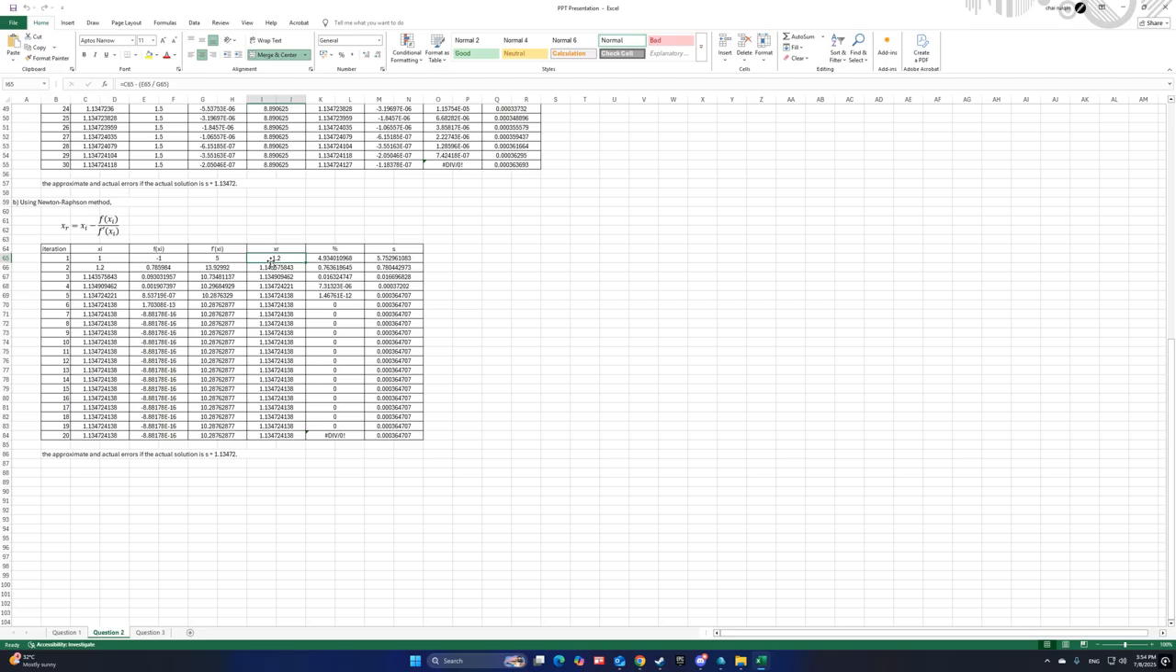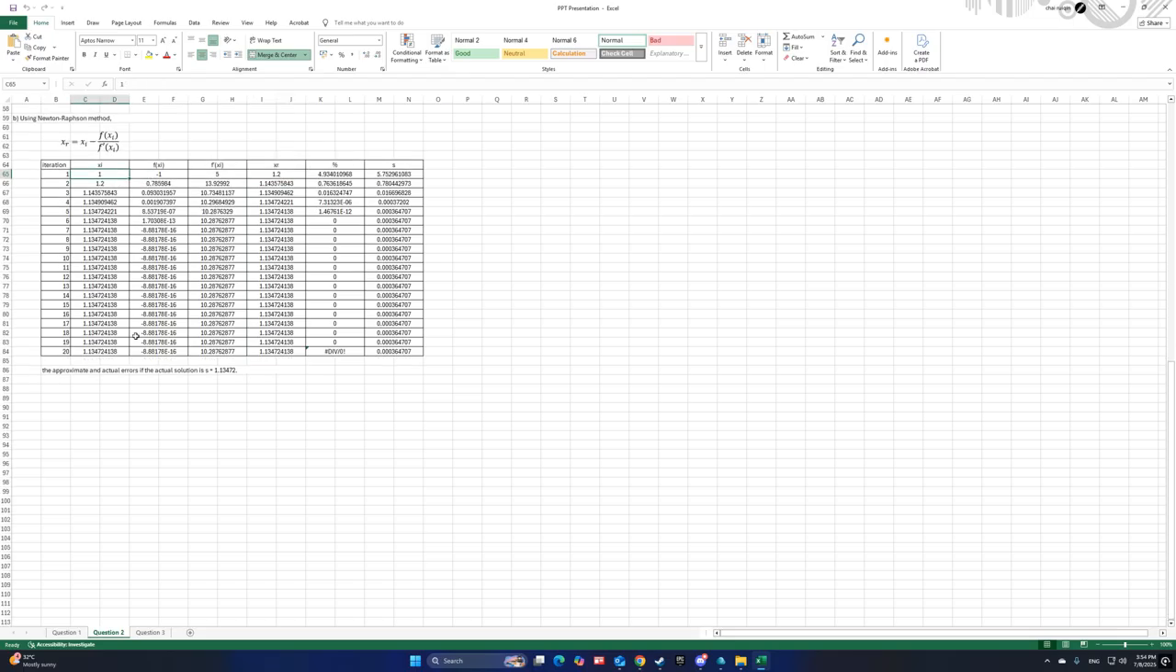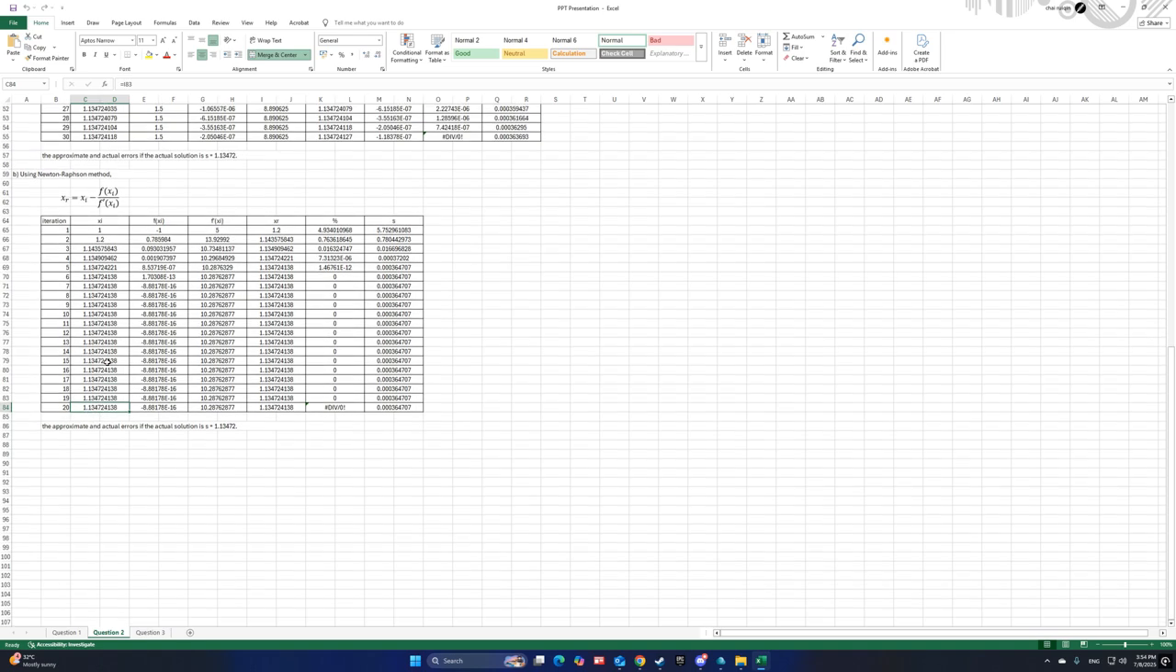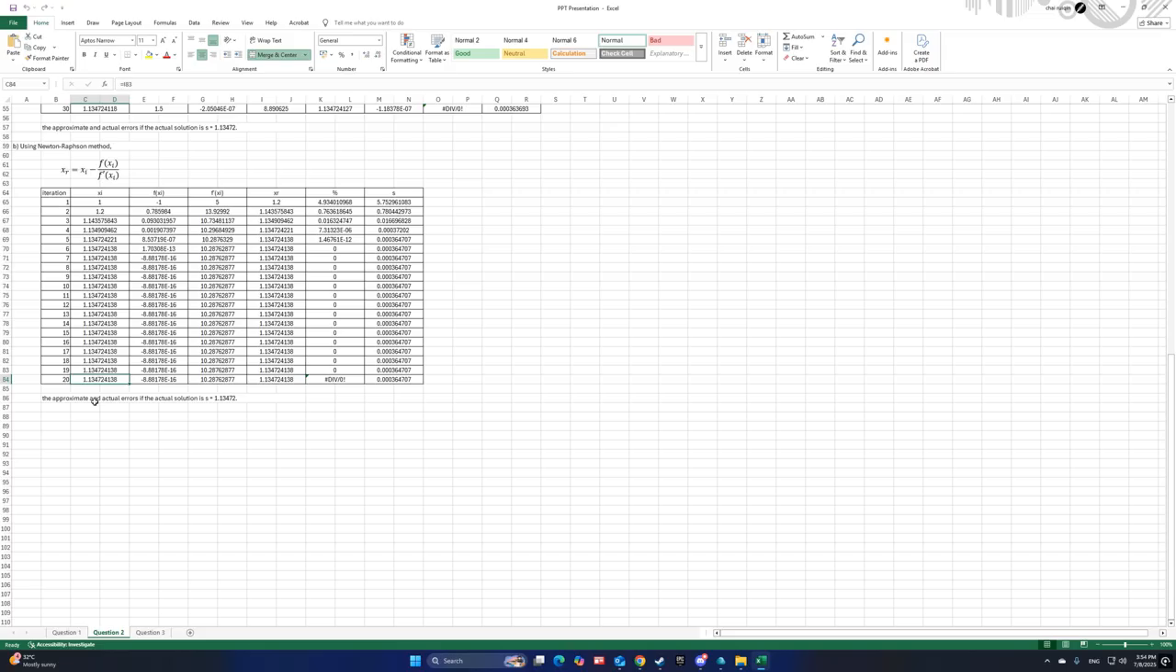We will substitute this xr into xi again, so we will continue calculating. At the end you also get the same value, which is 1.13472. So we can assume the approximate and accurate error for this actual solution x is equal to 1.13472.